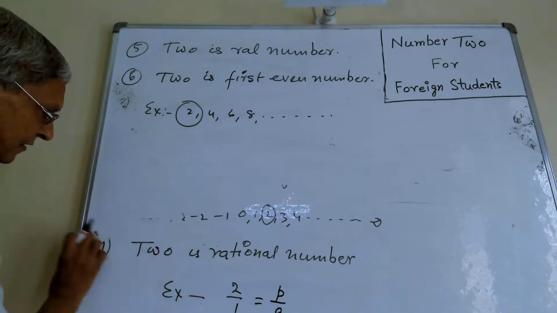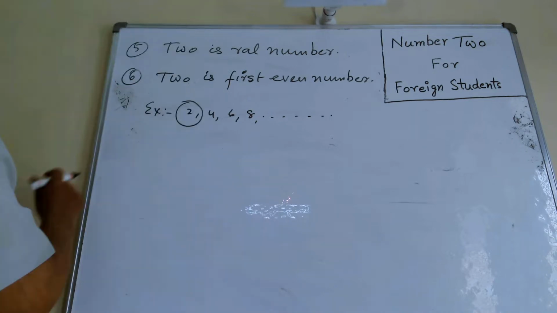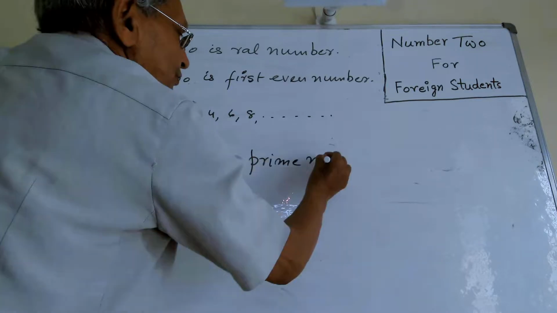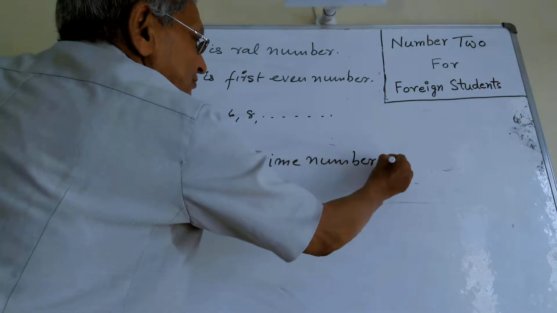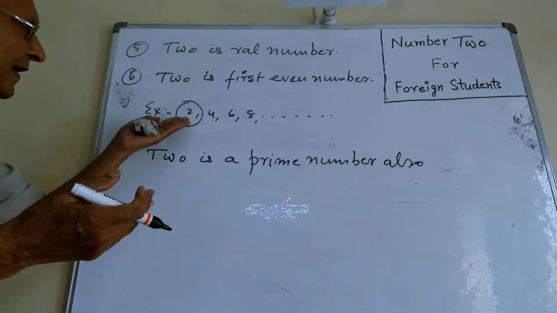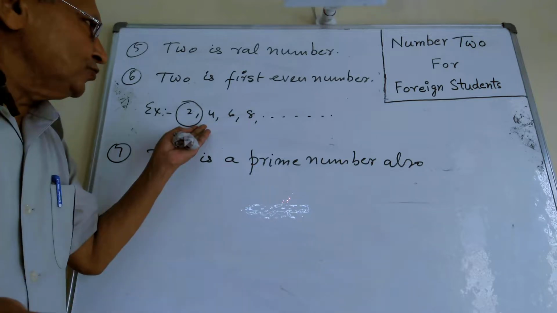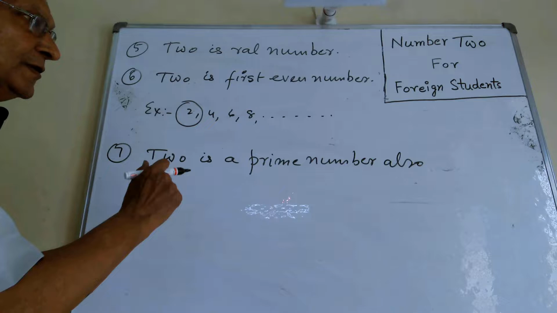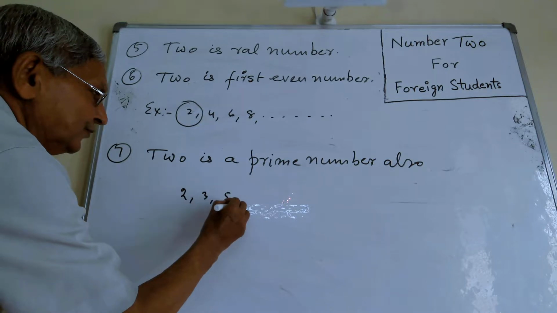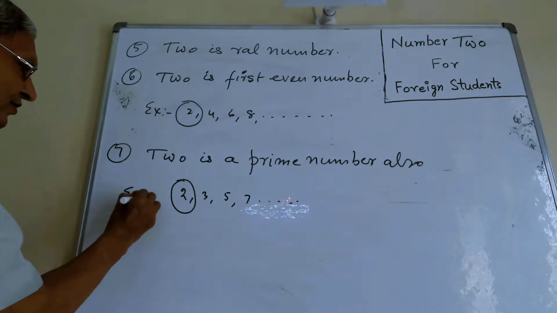Seventh property, 2 is a prime number. You may think that 2 is divisible, but 2 is not divisible. It can be divided by only 2 and 1, and every number can be divided by itself. So there is no difference between other prime numbers and 2. So 2 is a prime number, and I want to tell you 2 is the first prime number. 2, 3, 5, 7, these are the prime numbers. 2 is the first prime number. So my dear students, 2 is the first prime number.